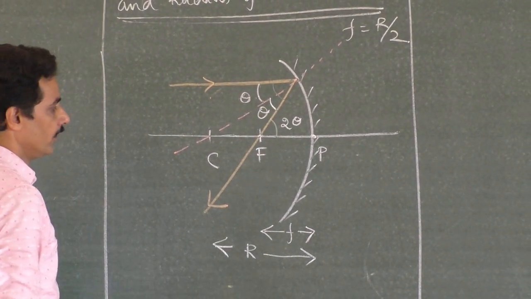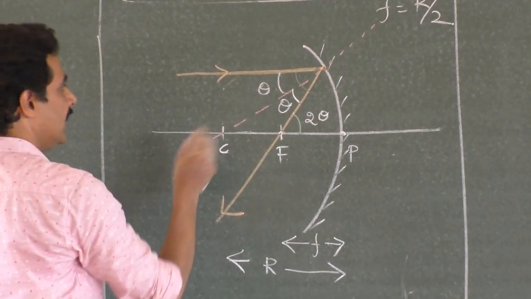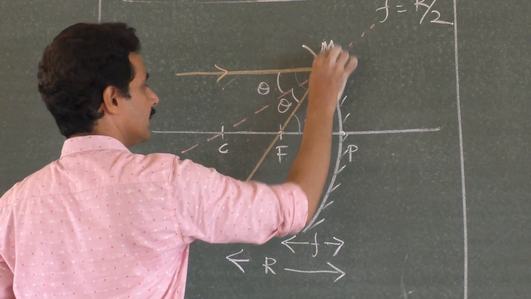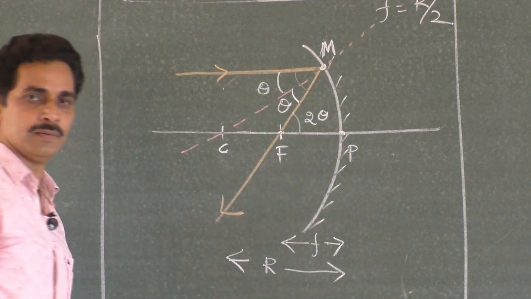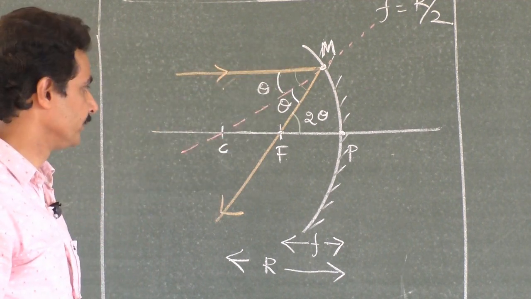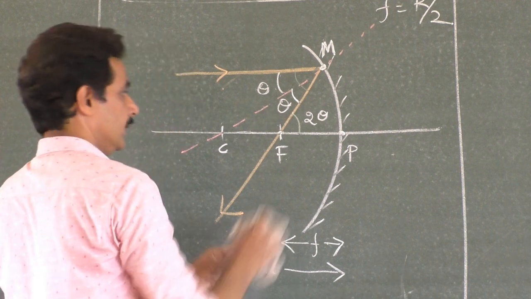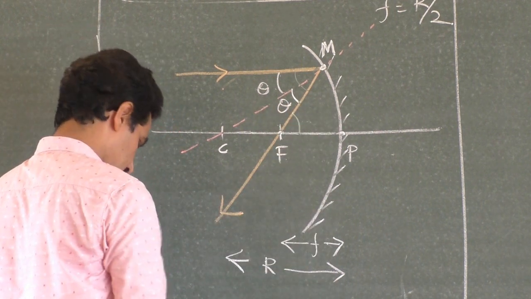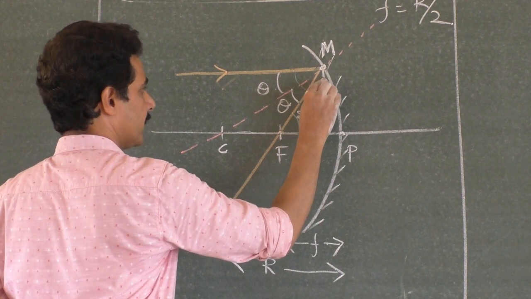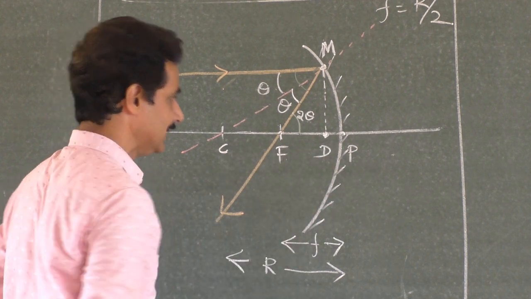Okay. Now for this triangle, I will name them. This is center, focus, and I will call this M, the ray of light hitting the point M on the mirror. So this ray hits the point M on the mirror and gets reflected. And I will drop a perpendicular from here. Okay, this is 2 theta. I will drop a perpendicular from here and call this D, MD.